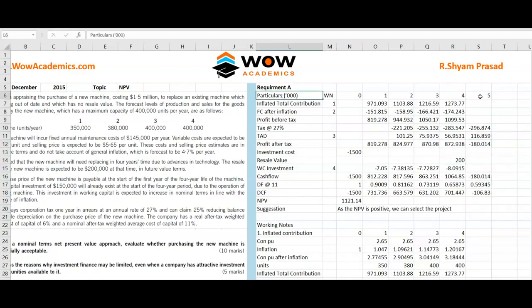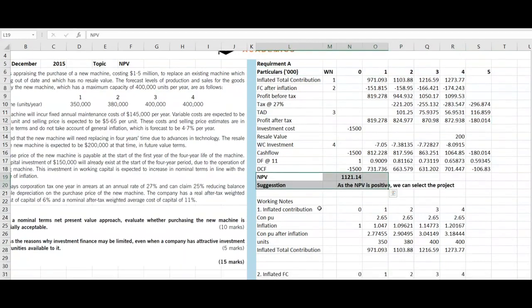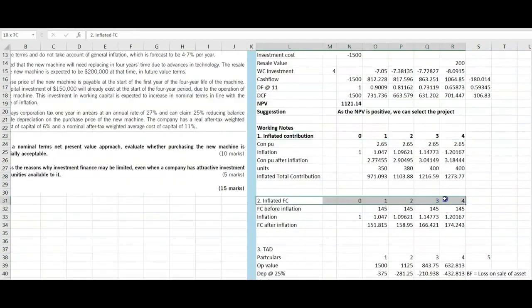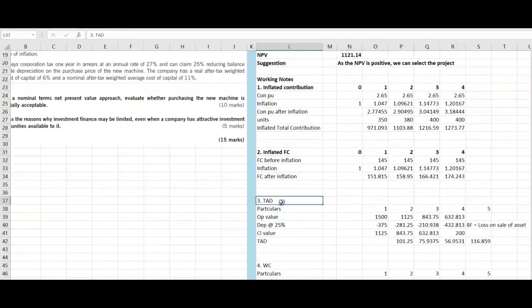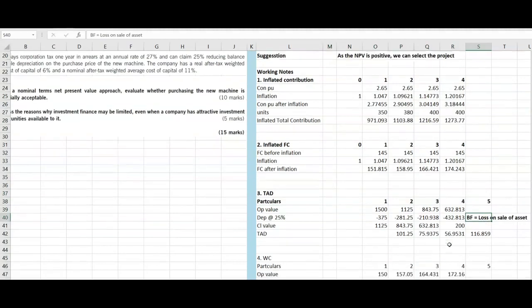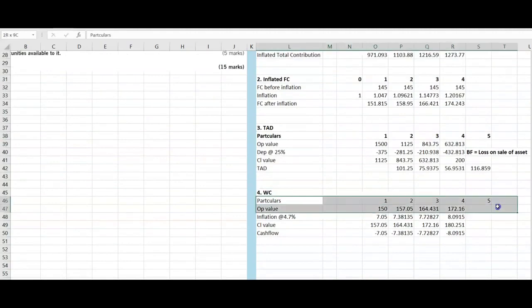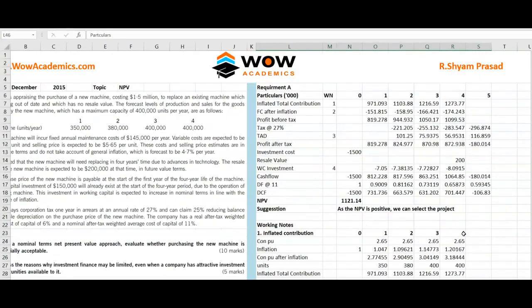If you want, you can highlight certain numbers. We'll highlight the years, NPV, suggestions, and working notes. You can highlight these, this, the loss on sale of plant, and working capital, and these things you can highlight. Okay, so it looks neat. So that's about this problem. We will meet in the next problem.